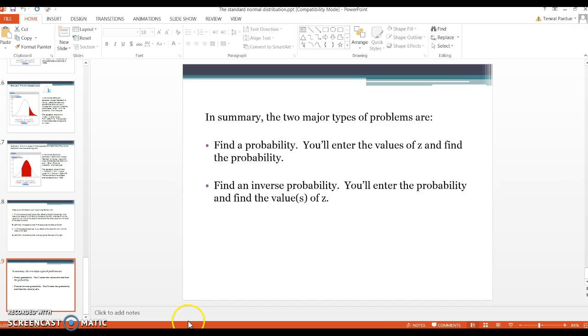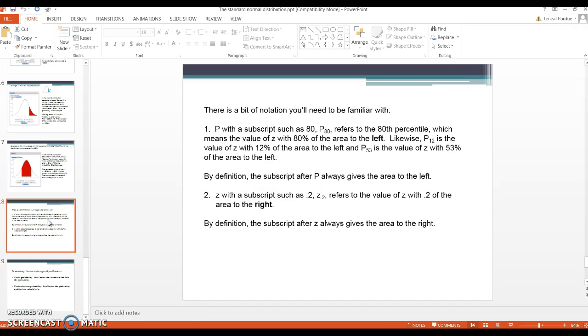One more thing I need to say that I almost forgot to mention. Just a little bit of notation here with the inverse normal. You might see notation P with a subscript, which means find the area or find the value of z where that much is to the left. So if you've got P80, that's the 80th percentile. So that means find the value of z with 80% to the left. P12 is going to be the area or the value of z with 12% to the left.